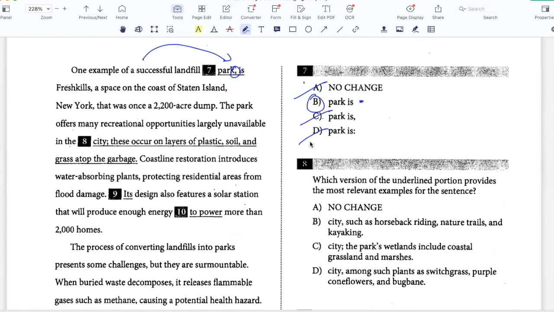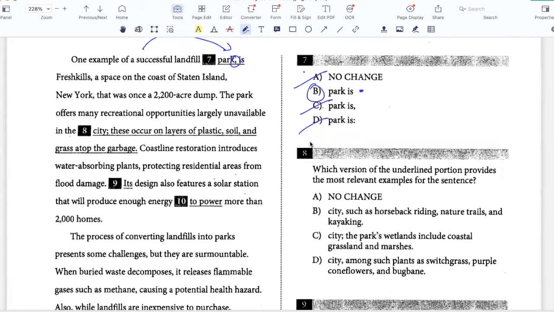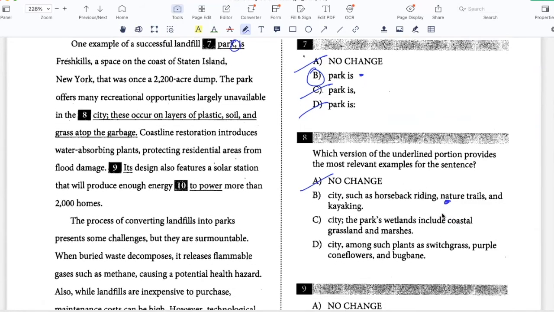The park offers many recreational opportunities, largely unavailable in the city. These occur on layers of plastic, soil, and grass atop the garbage. Which version of the underlined portion provides the most relevant examples for the sentence? Okay, so it offers many recreational opportunities. These occur on layers of plastic. No, that is not relevant because I should talk about the kind of opportunities. So not A. Such as horseback riding, nature trails, and kayaking. Yes, so that's a good way to describe the activities.